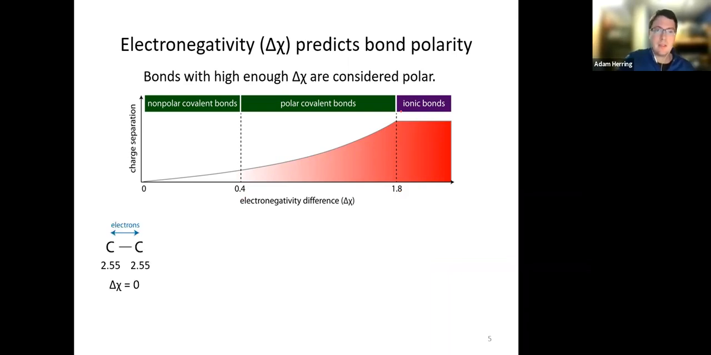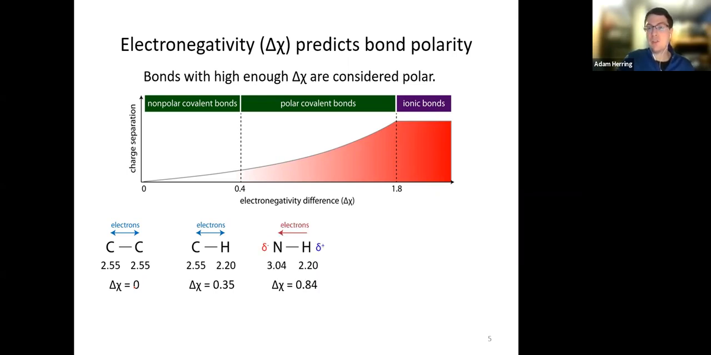So let's take a look at some examples. If we wanted to calculate the electronegativity difference between any two elements, we take the difference in their values. So for carbon, we have 2.55 and 2.55. The difference is 0. Look at, however, carbon to hydrogen, and the hydrogen has a value of 2.20, and so there's a difference of 0.35, so just barely outside the range of being polar.